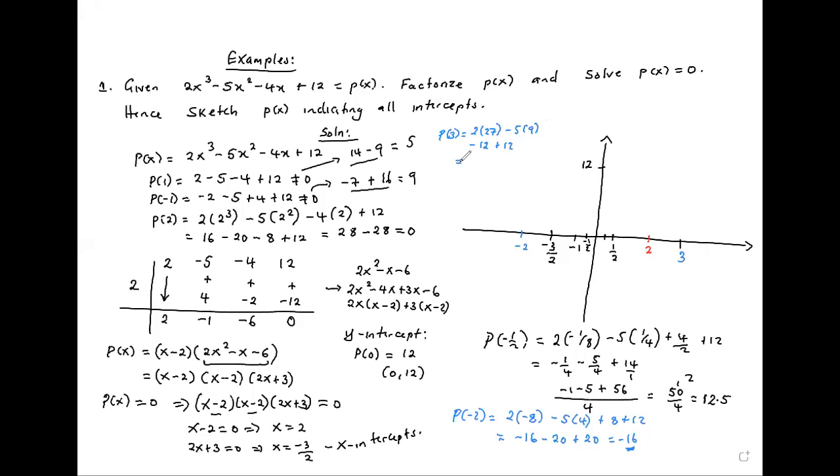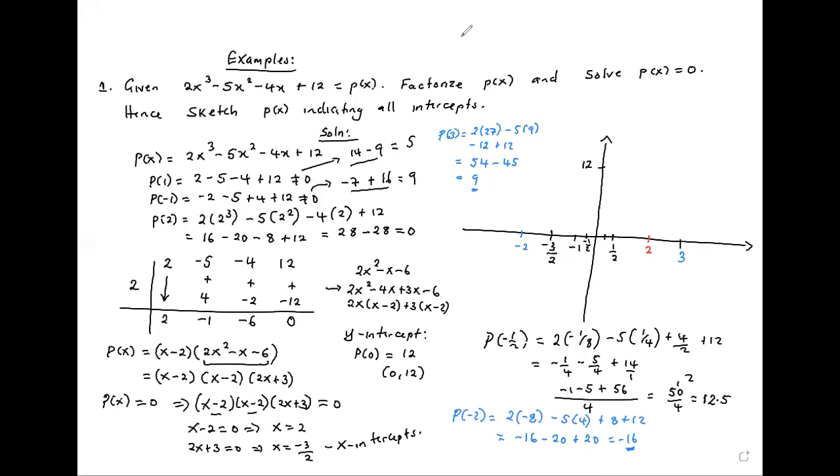This is 54 minus 9 times 5 is 45. -12 plus 12 will cancel each other. So 54 minus 45 is 9, a positive number. So meaning that 2 is a turning point.